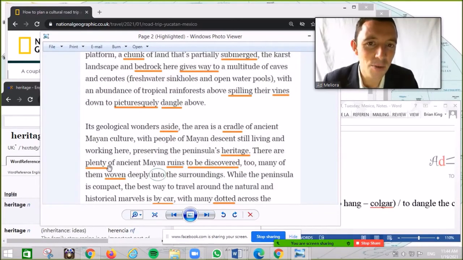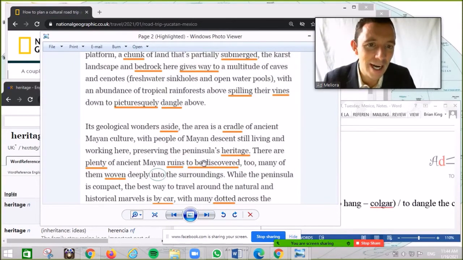Plenty is very good as well, like a lot, plenty of people, plenty of days, a lot. Okay, ruins, again, the destroyed area, the part of the construction that is left, the part of the construction that remains after many, many years. Okay, to be discovered. So this is the passive. This is an example of the passive.